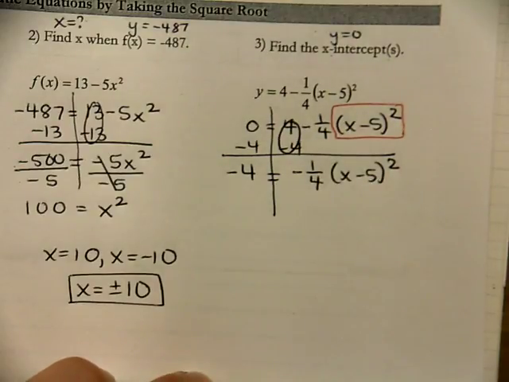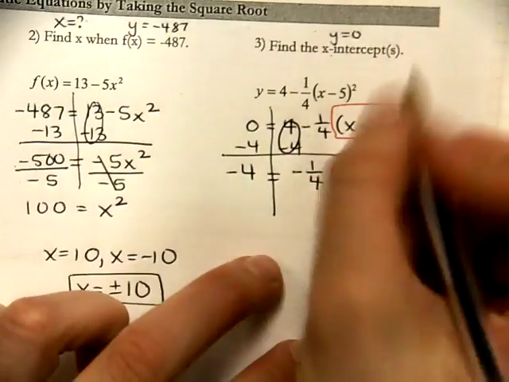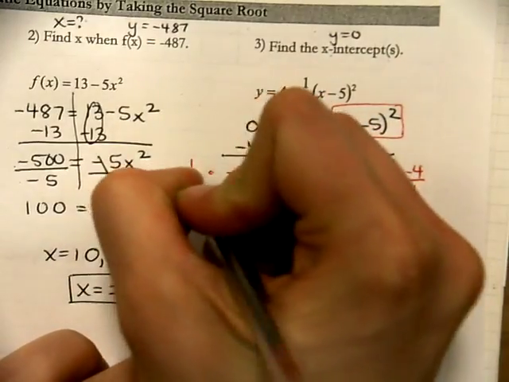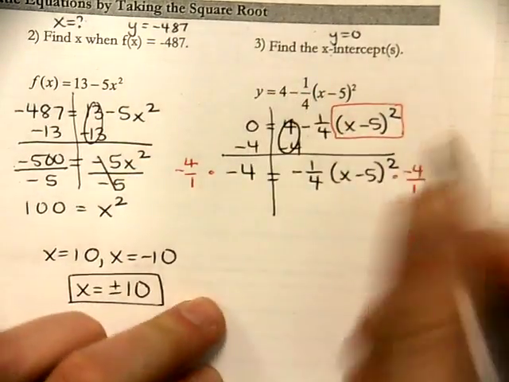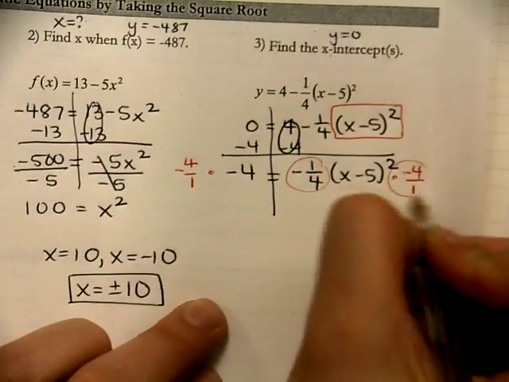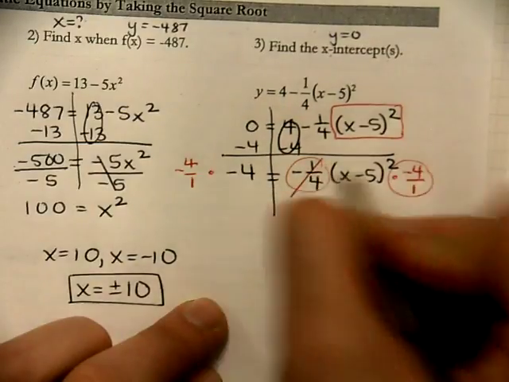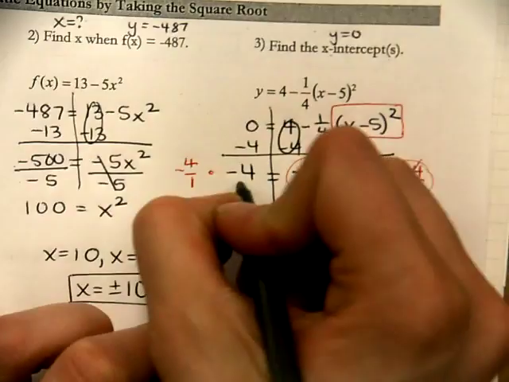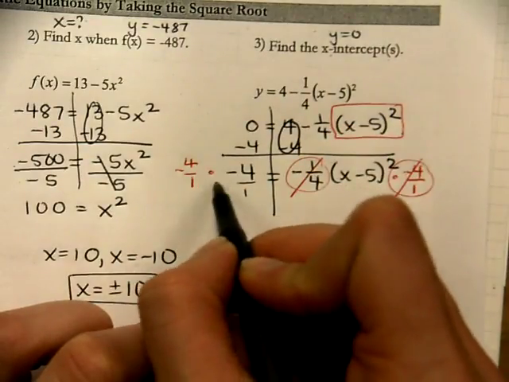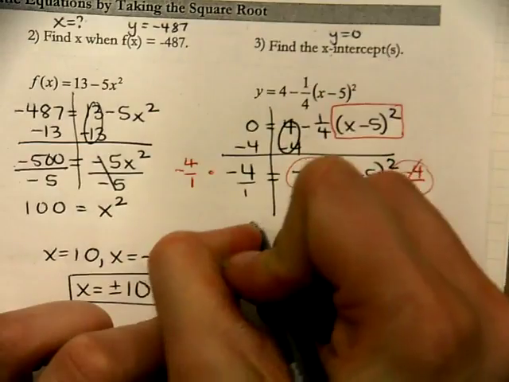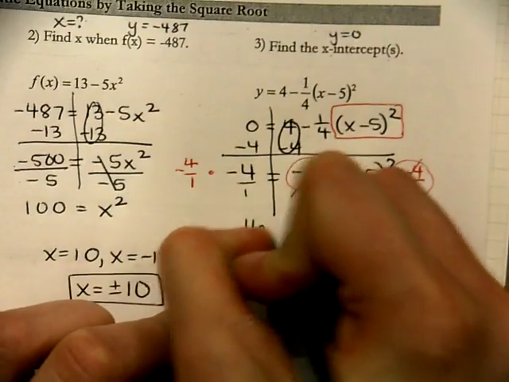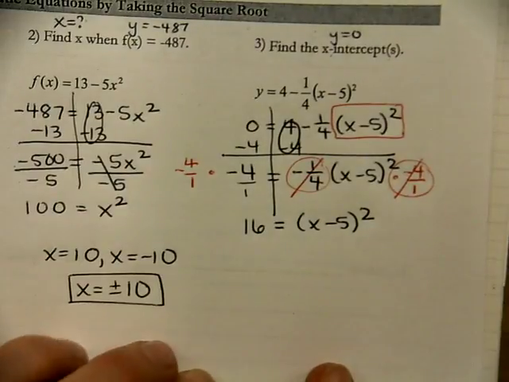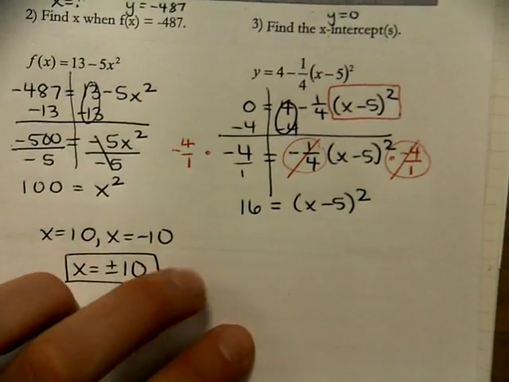To get rid of the 1/4, there's a couple different ways to do this. I'm going to multiply by the reciprocal on both sides, -4/1. Any number times its reciprocal is 1, so those multiply out to be 1. Over here, I could put that over 1. -4/1 times -4/1 is just a positive 16/1. I'm just going to write it as 16. And now I've isolated what's being squared.